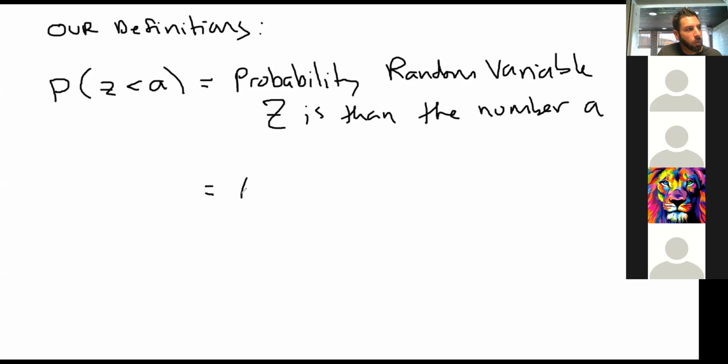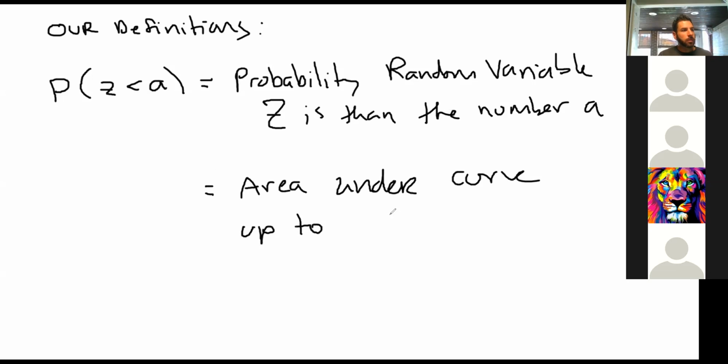And what this equals is the area under the curve up to a. So for those of you who remember interval notation, you might remember we can write this as the interval -infinity to a.